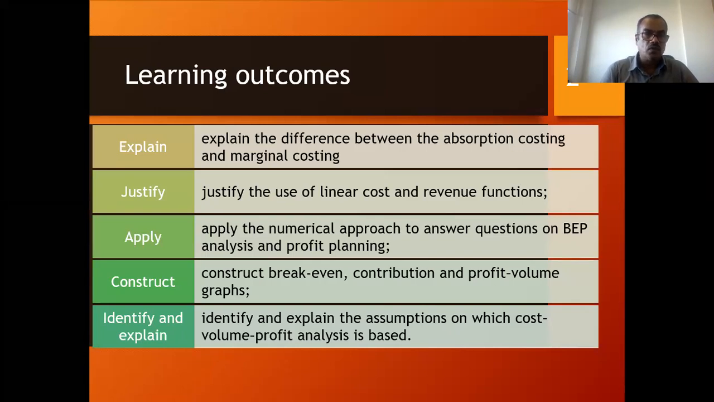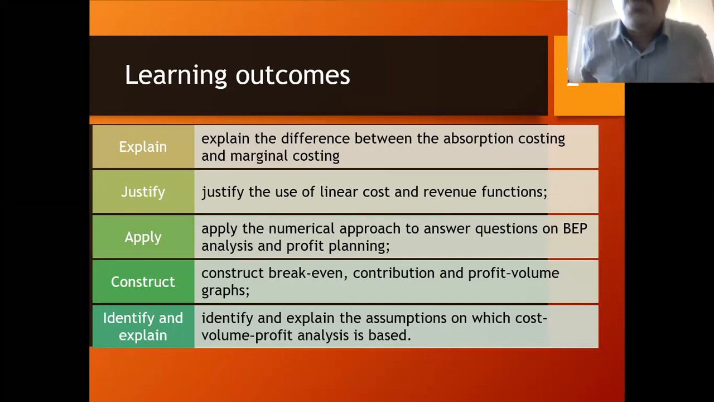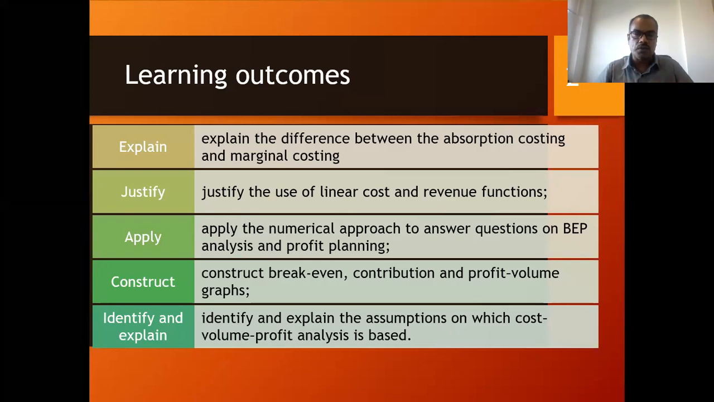Learning outcomes. You must be able to explain the difference between absorption costing and marginal costing after learning this. Absorption costing was discussed under cost ascertainment, where we absorb costs into products. But marginal costing is a different exercise, where the marginal cost means the cost by which the total cost changes when production increases or decreases by 1 unit.